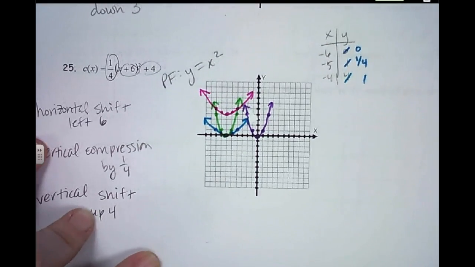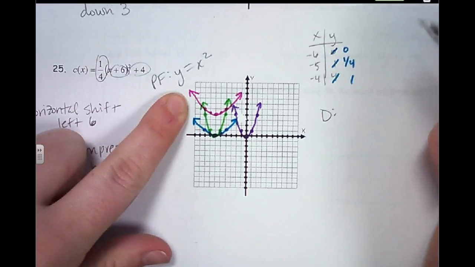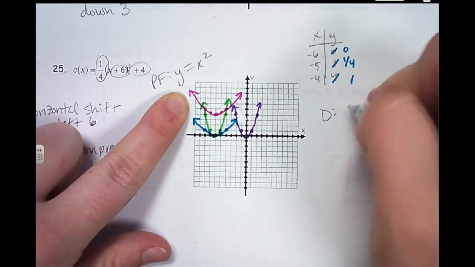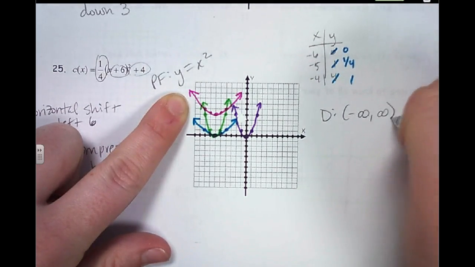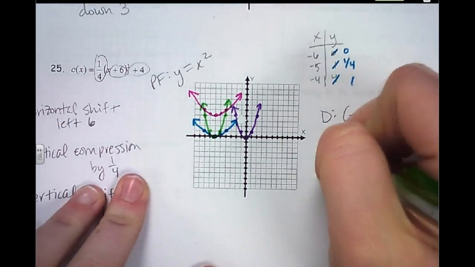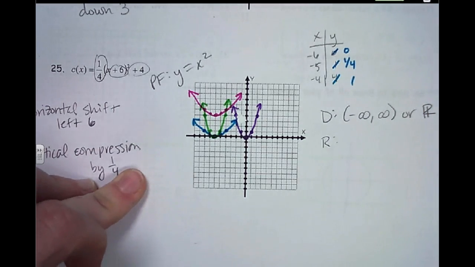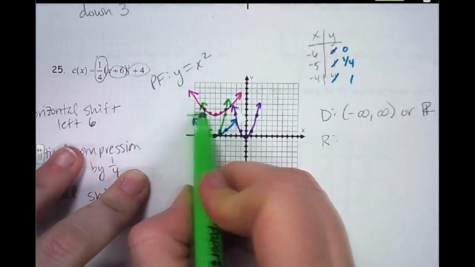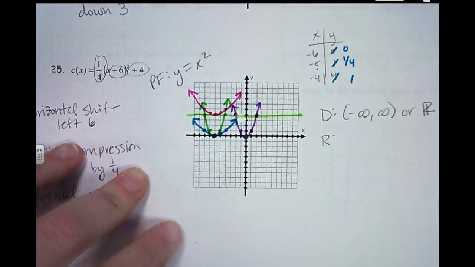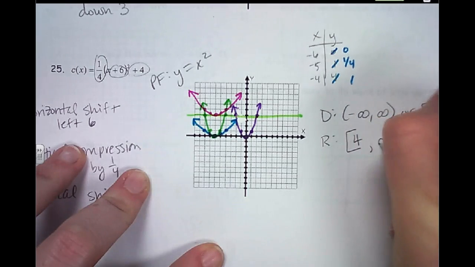Okay, so the pink one is my final answer. So the pink one's the one I'm going to look at for domain and range. So domain, I have an arrow to the left and an arrow to the right. So this is -infinity to +infinity, or all real numbers. Range, bottom to top, so my lowest y value. The lowest y value is at +4, so 4 bracket to infinity.